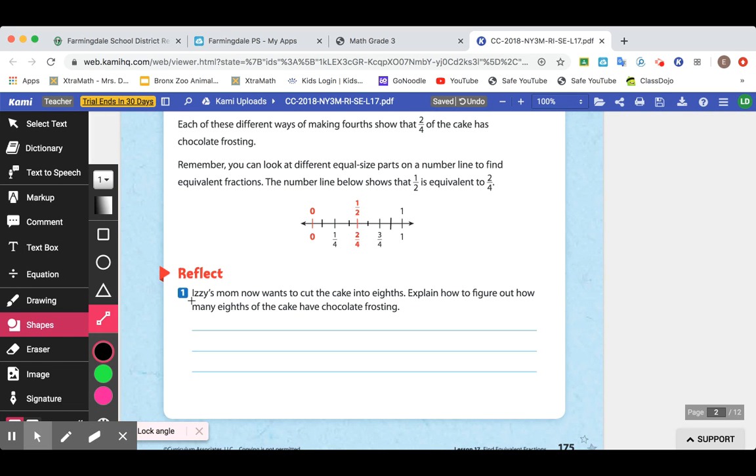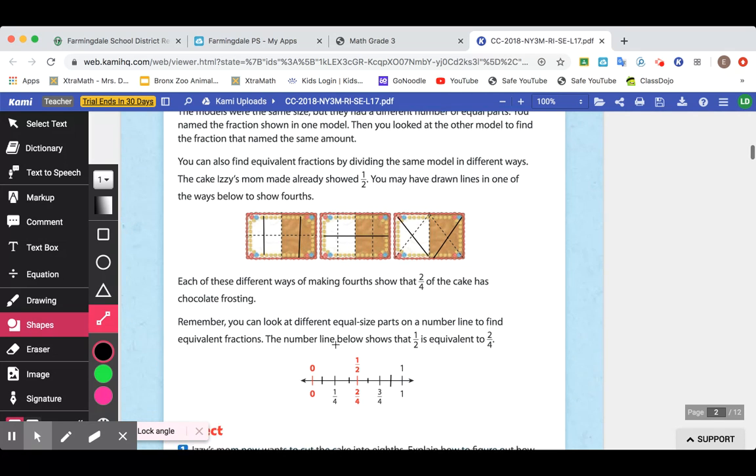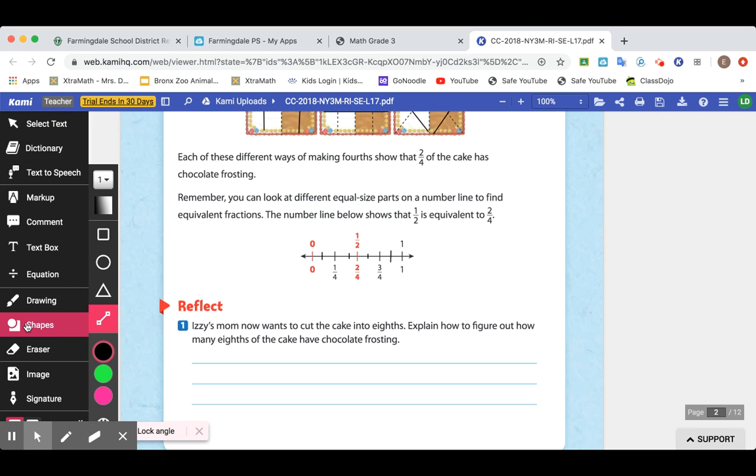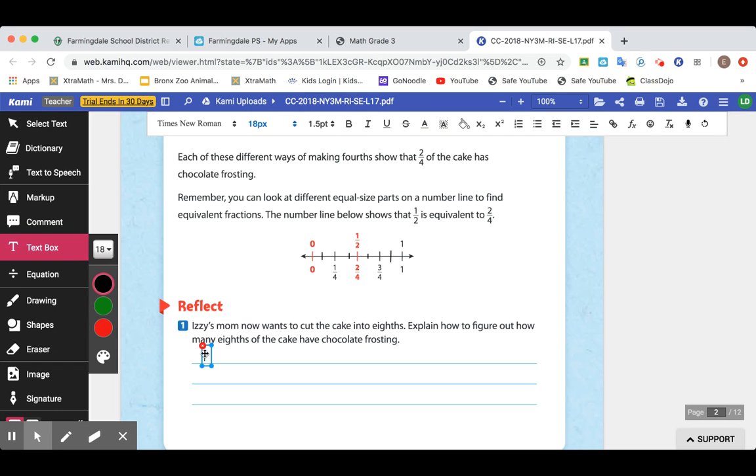Okay, so let me move that here. So let's go back to the question. It says, Izzy's mom now wants to cut the cake into 8ths. Explain how to figure out how many 8ths of the cake have chocolate frosting. So now how many 8ths are going to have chocolate? Let's look at our models. That's right. 1, 2, 3, 4/8 will have chocolate. Okay. So, and that will be equal to, that's right, 1/2.